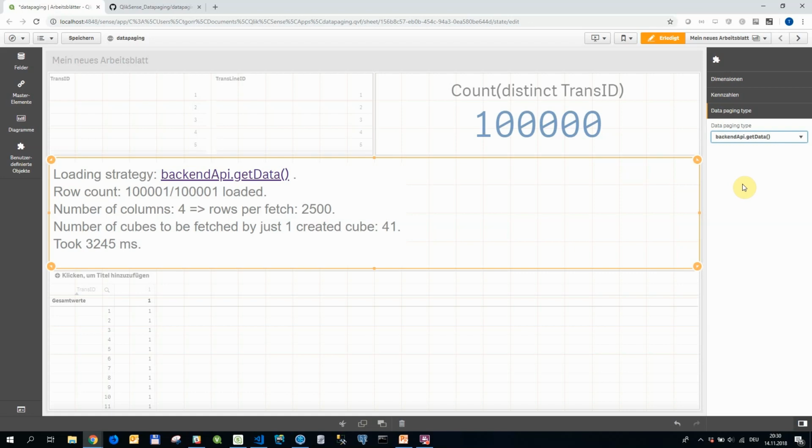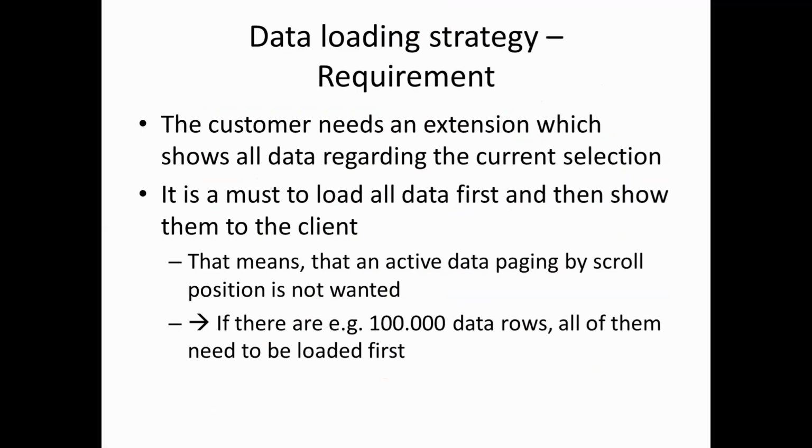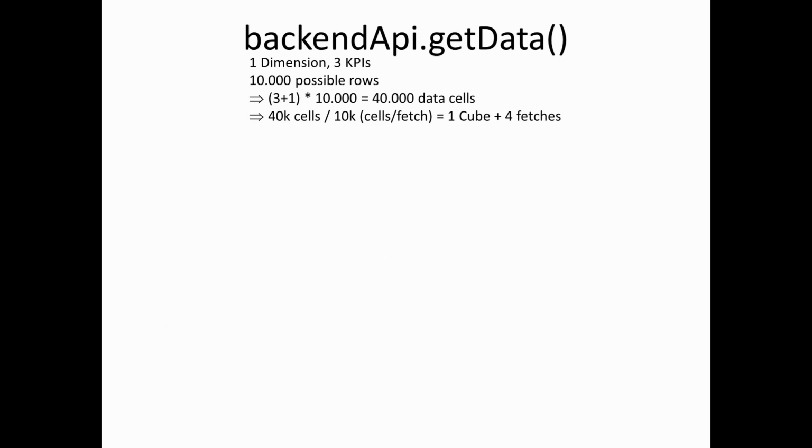But if we take a look at the documentation, where we'll go later on, both functions require the same properties, so the same parameters, and they also return the same data. But why does the createCube function take that much more time than the getData function? To show you what happens in both strategies, I want to go back to the presentation and show you what happens when you call the backendApi.getData method.